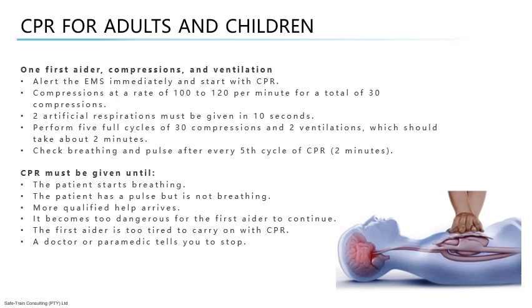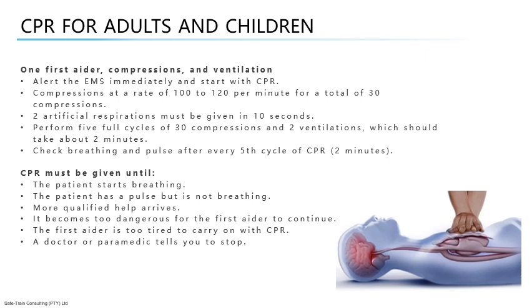Interlock your hands and place them in the middle of the person's chest, over the sternum or breastbone. 2 hands for adults, and 1 hand for children. The first aider's arms must be straight, and the shoulders directly above the chest of the patient. Begin CPR cycle. Compressions at a rate of 100 to 120 per minute, for a total of 30 compressions. Counting at a constant speed, for example, 1 and, 2 and, 3 and, 4 and, 5, etc. to 30. This will help maintain rhythm, rate, and count.